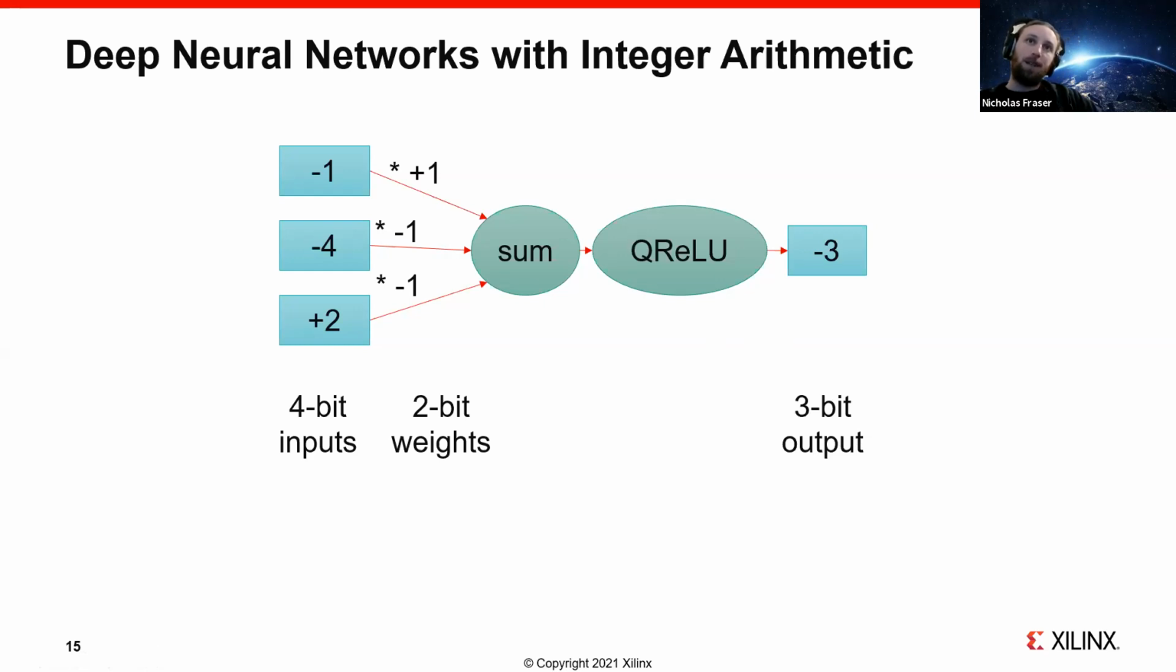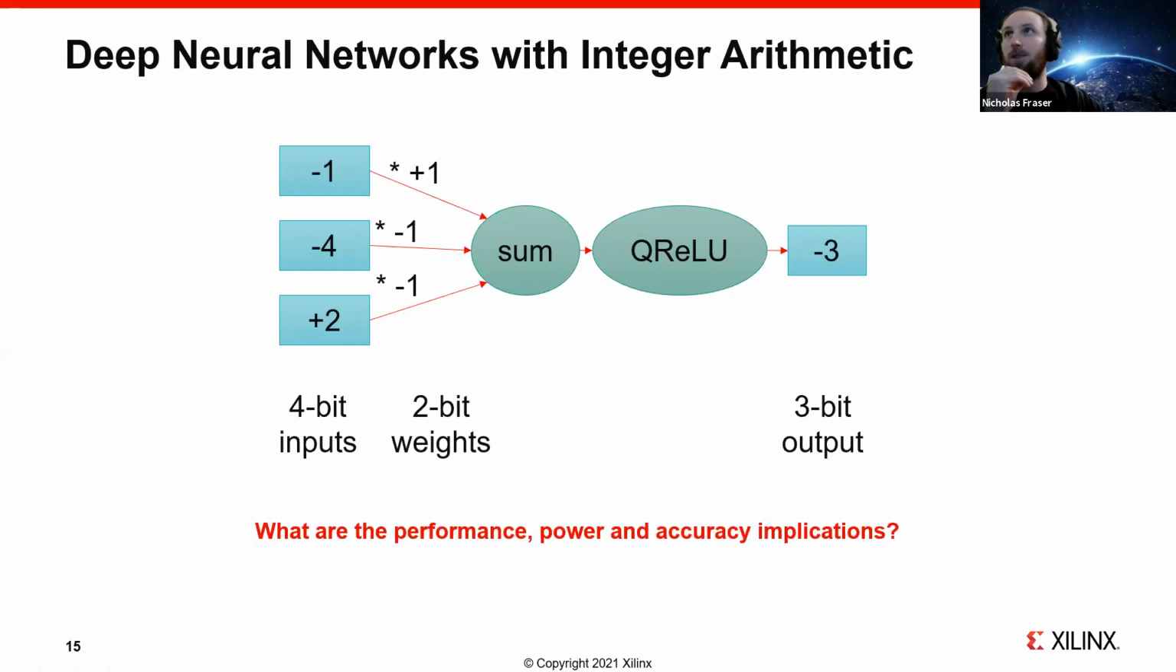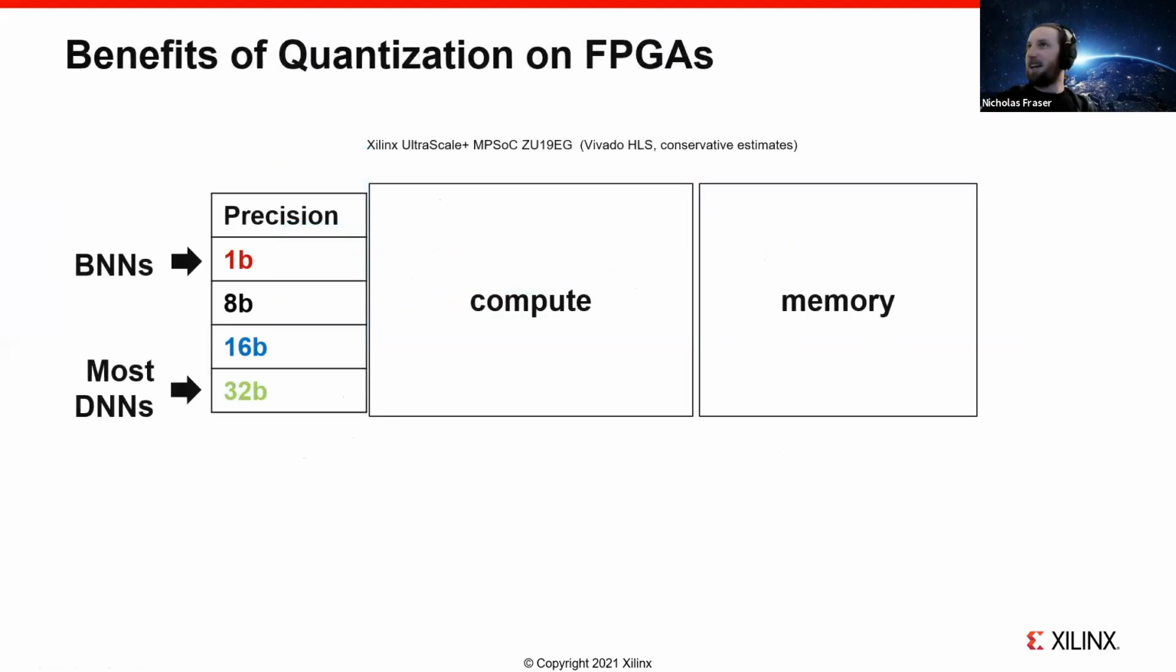So now the question we need to ask ourselves, and the question I would try to answer next is, if we use this integer arithmetic, what are the implications on the performance we can achieve, the power that we can achieve, and the overall accuracy? So we're going to start with the easiest. So the easiest is power. Sorry, the easiest is performance. Second easiest is power. Sorry.